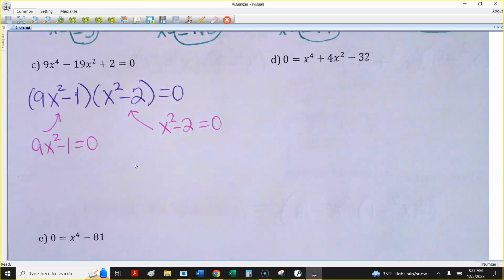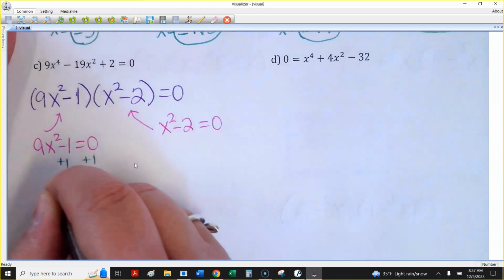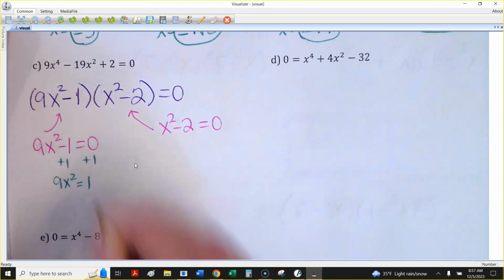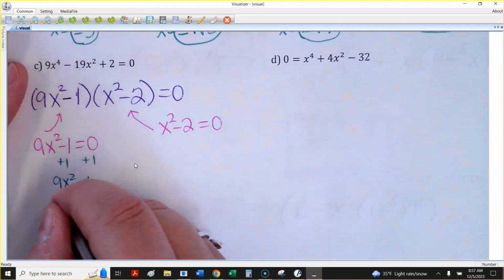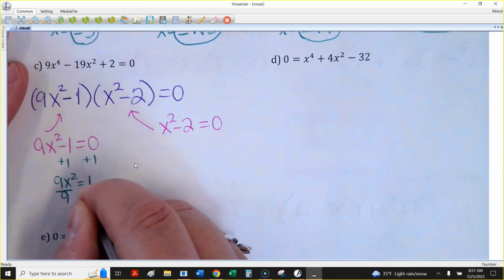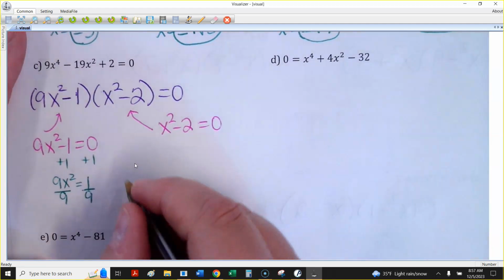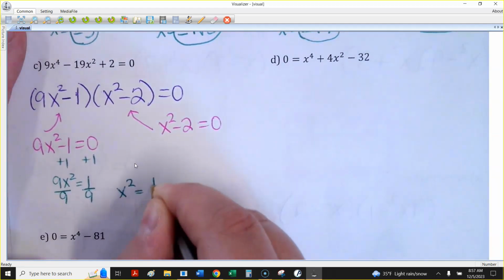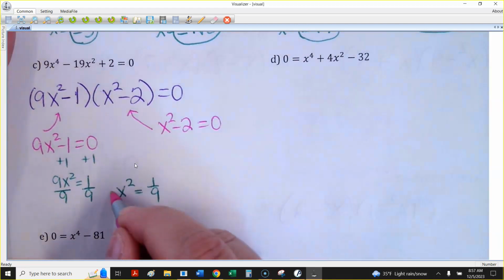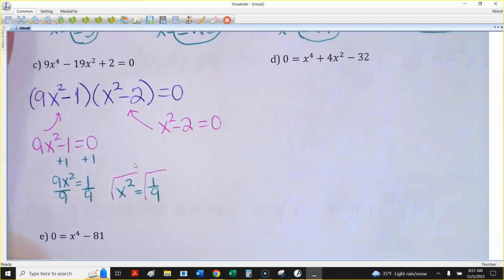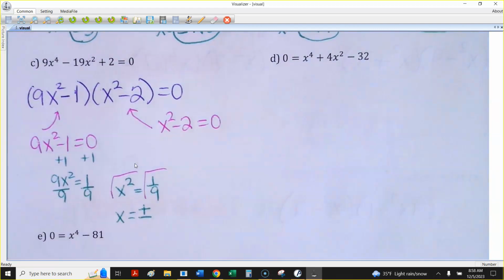Now, this one is an extra step. So I'm going to add 1, and I get 9x squared equals 1. Do not take the square root until you have the x squared totally alone. So before I take the square root, I need to divide both sides by 9. So if I'm doing that, I get x squared is equal to 1/9. So we're going to take the square root, and then automatically when I introduce that square root, I get 2 answers out of that because I get the plus and minus symbol.